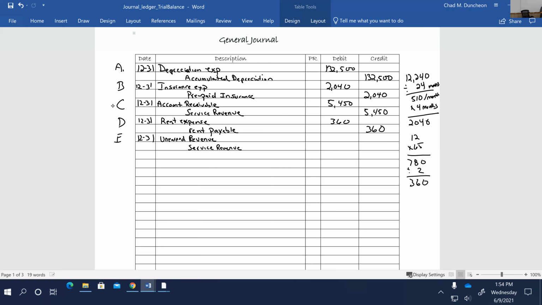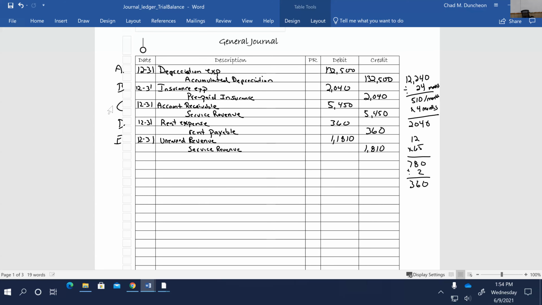So whatever we have earned, we need to put into a regular revenue account, which we'll call service revenue, for 1,810. We no longer owe the 1,810. Just ignore my discrepancy in numbers there, okay? So that's how we would make that adjusting entry. We always want to record for what was earned, moving into the regular revenue.